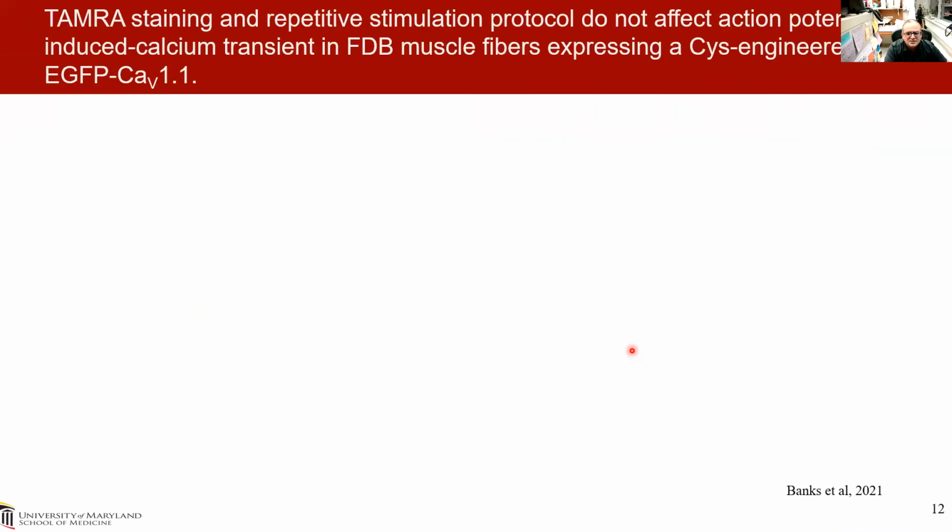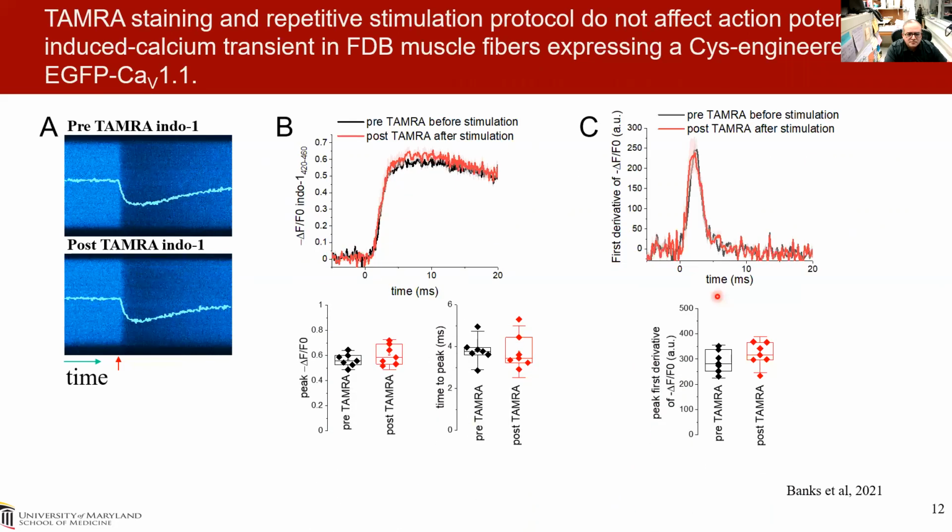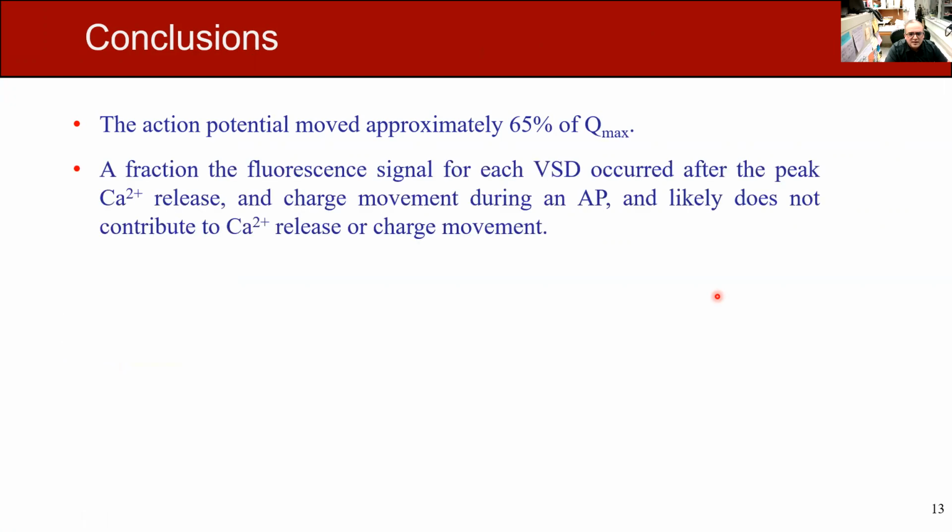Similarly, action potential induced calcium transients, here monitored with the calcium indicator, and the calcium release waveform were not affected by the dye staining and repetitive stimulation. In conclusion, the action potential moved approximately 2/3 of Qmax. Part of the fluorescence signal of each voltage sensing domain occurred after the peak of the calcium release and after the peak of the charge movement during an action potential, and thus could not contribute to these events.